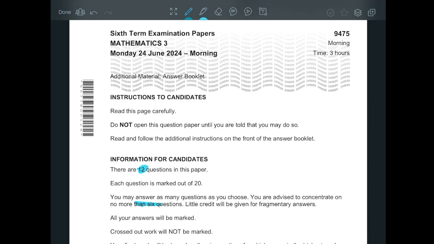You will get a very strong grade. It's graded S, 1, 2, 3. You'll get a strong grade, a grade 1, if you do about 4 questions well. So our aim really should be trying to do 4 questions really well, and then any other time that we have, trying to tackle the odd extra one.